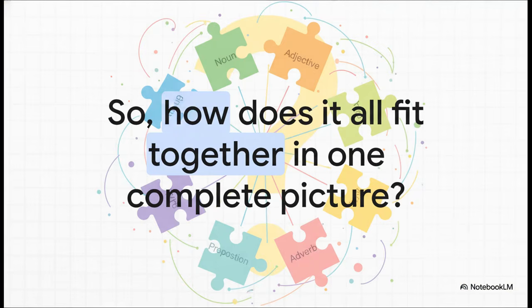So, the big question is, how does it all fit together? How do these 8 different parts of speech come together to create one beautiful, complete picture? Let's find out.